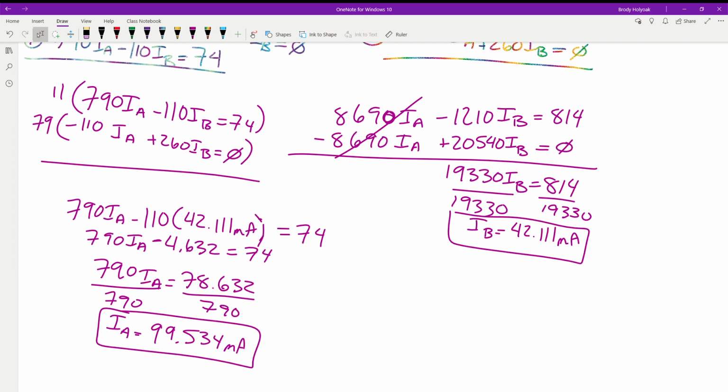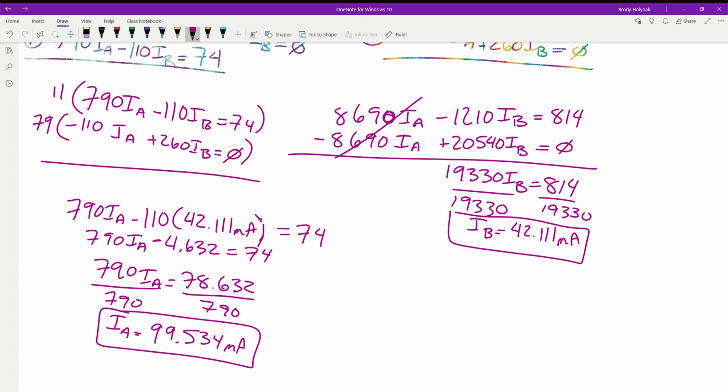Okay, so what voltage did you get for this here? The 110 and the 42.111 milliamps. It's all good. Volts, because we're multiplying resistance and current together.